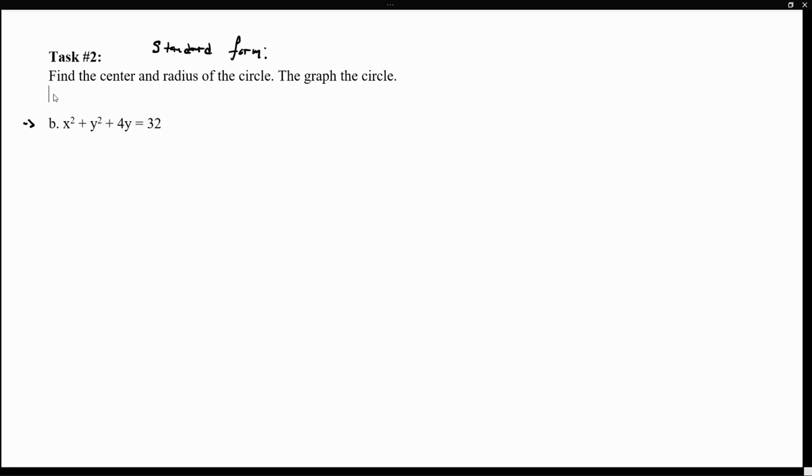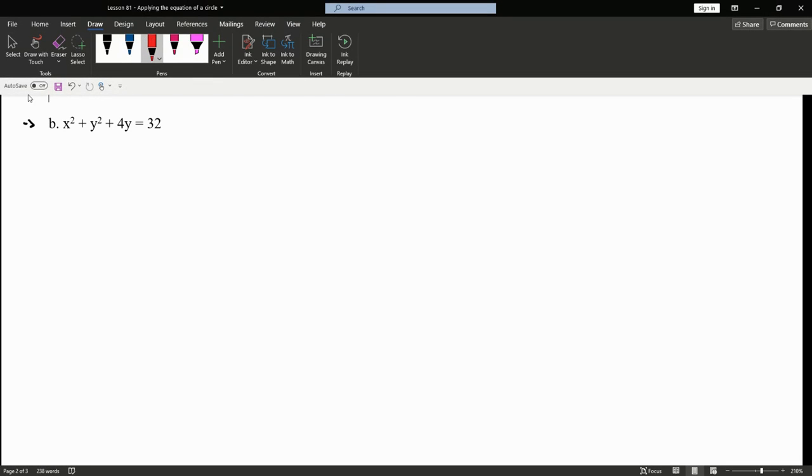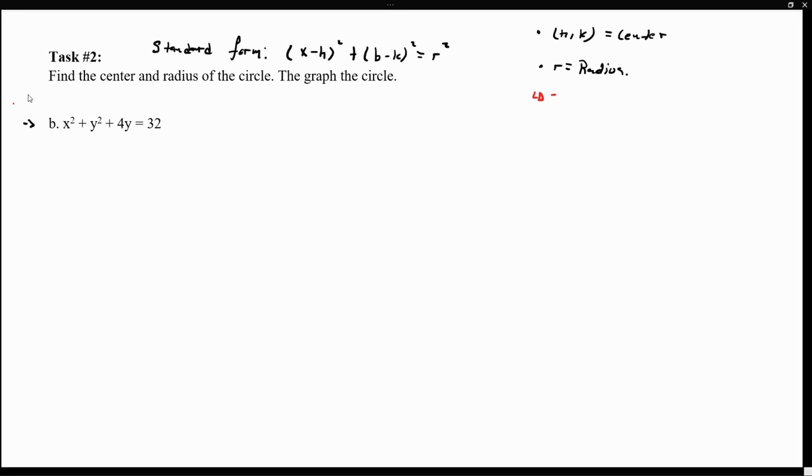The standard form for any circle is always in the form of (x minus h) squared plus (y minus k) squared equals r squared. And remember that h and k are the center of the circle and r is the radius. So here we have an equation and we want to make it look like the standard form of a circle. Whenever we have such a task, the tool that we're going to be using is completing the square.